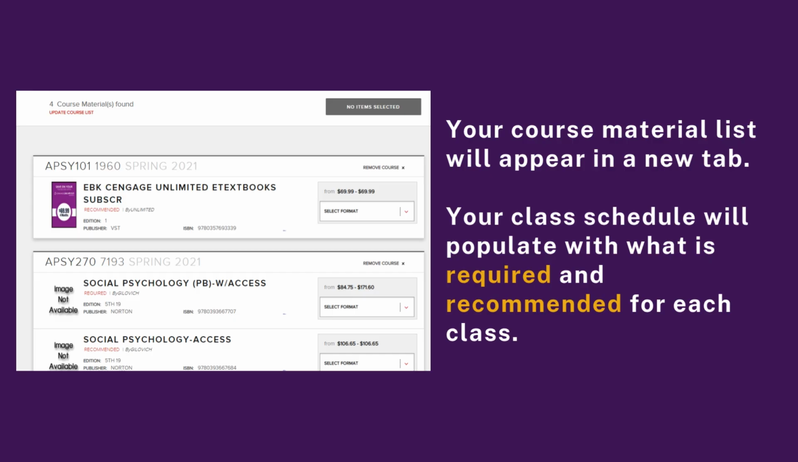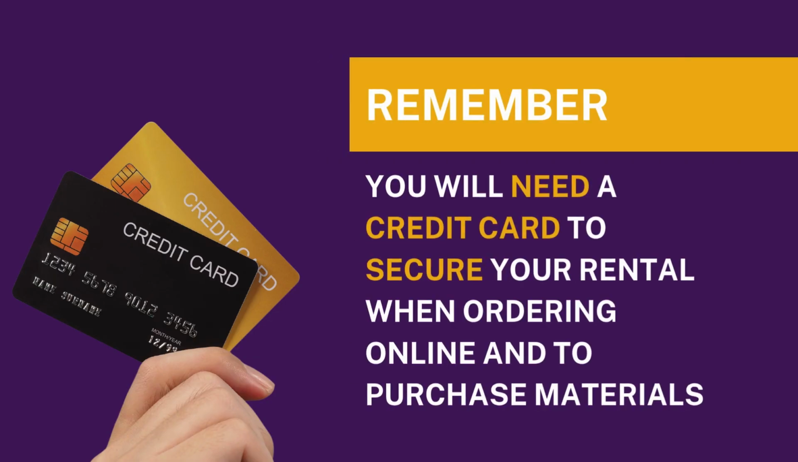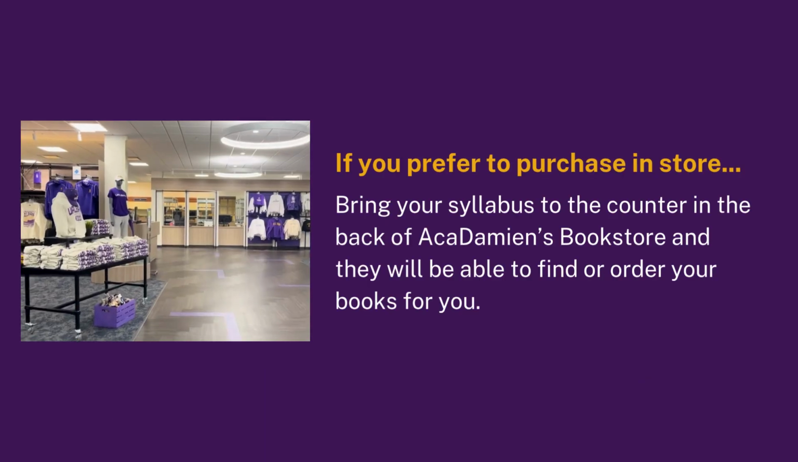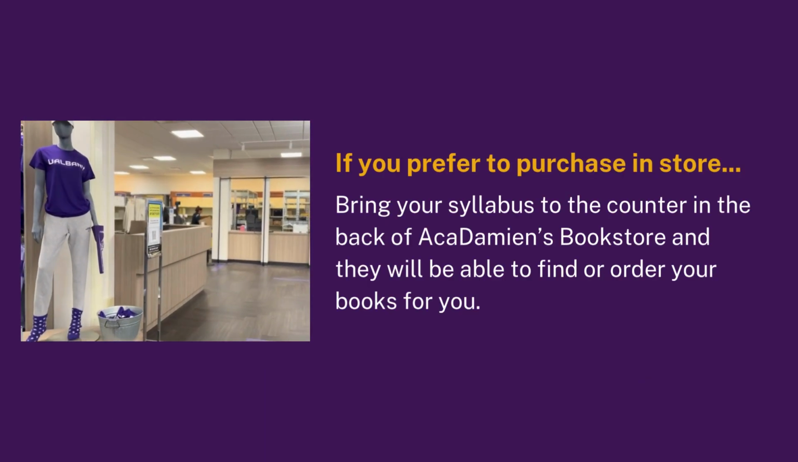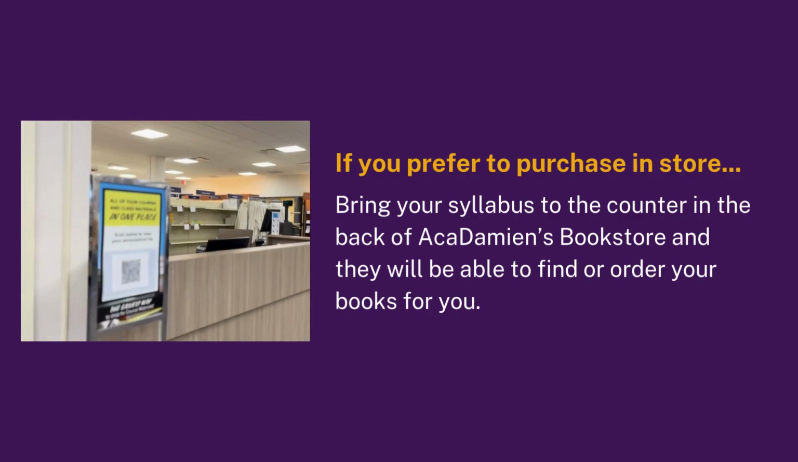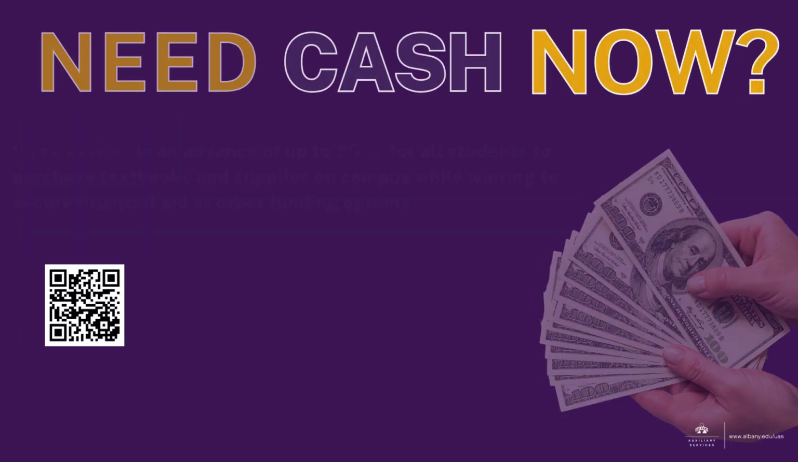Once you select View/Buy Books, your course material list will appear in a new tab. Your class schedule will populate with what is required and recommended for each class. Remember, you will need a credit card to secure your rental when ordering online. If you prefer to purchase in-store, bring your syllabus to the counter in the back of Academians Bookstore and they will be able to find or order your books for you.